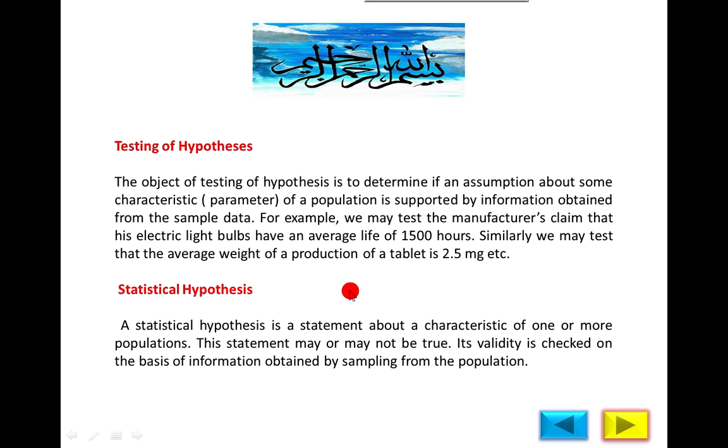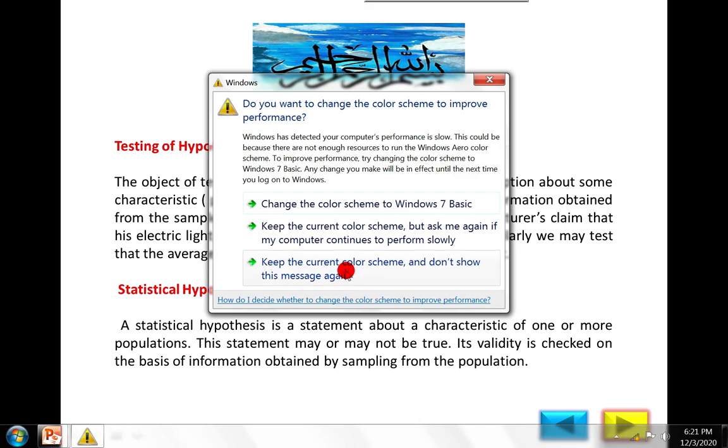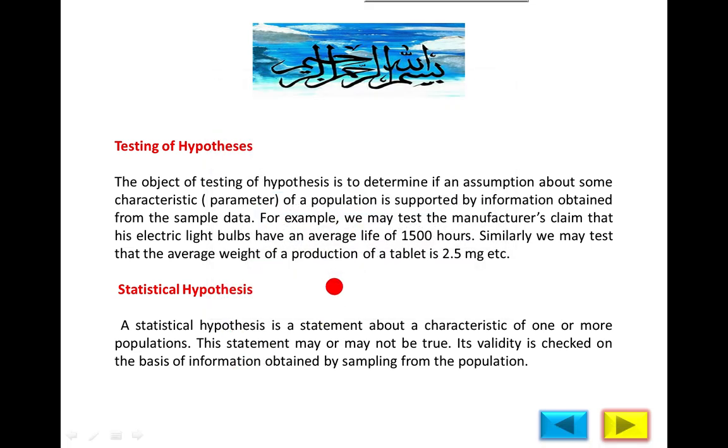In testing of hypothesis, according to the syllabus, we have 8 different topics, but the definition, concepts and steps are the same. We will use different formulas for testing of hypothesis for mean, variance, standard deviation, proportion, etc. So the first heading is the testing of hypothesis. This is the definition of the testing of hypothesis.